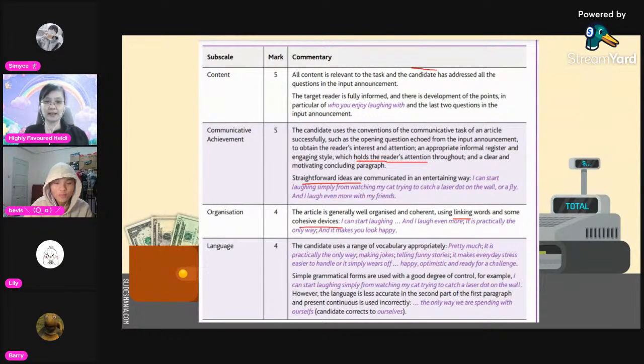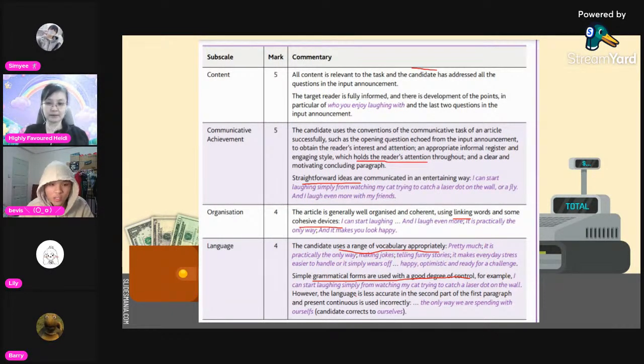And then this one, language. This language also has vocabulary appropriate, and then the simple grammar form. Okay, this part we will always focus on later, with your complex sentences. Okay, because however the language is less.